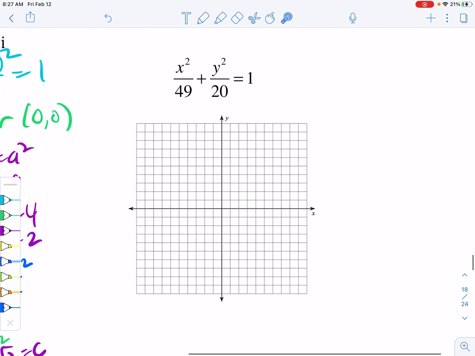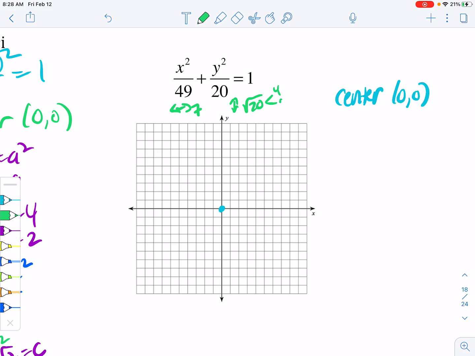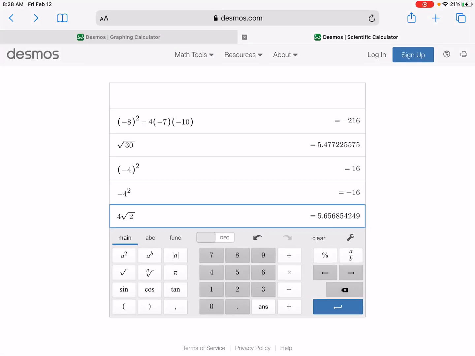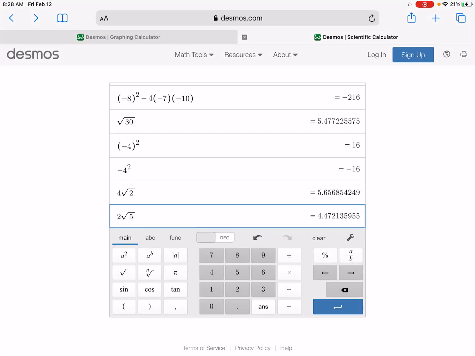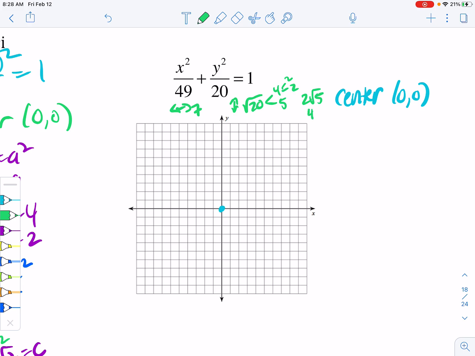Okay, so here we do the same kind of thing. Our center here, notice there's nothing inside our parentheses, so our center is located at 0, 0. Underneath the x is 49, so that means that we're going left and right by 7. And underneath the y is the 20, so that means that we're going up and down by the square root of 20. Well, the square root of 20 is 4 times 5. 4 breaks down to 2 and 2, so this is really 2 root 5. 2 root 5 is 4.47, or 4.5 essentially. You're not going to be that precise of 4.47 versus 4.5 on your graph.